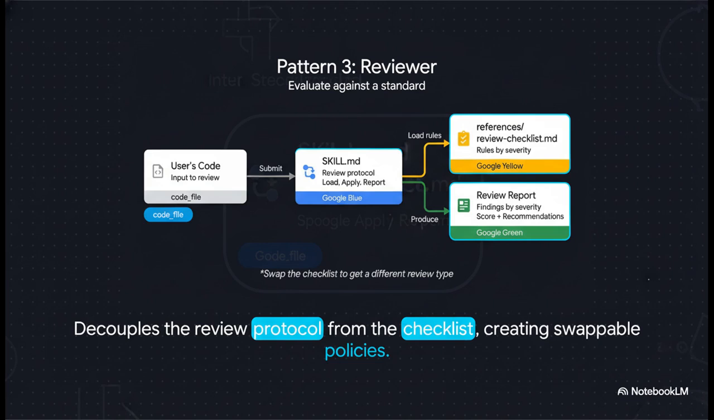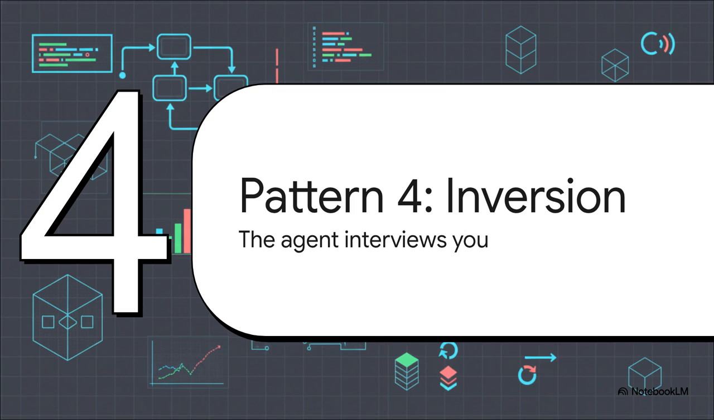The reviewer pattern fixes this by separating the review protocol, that's the process of how to do a review, from the actual review checklist. And the key insight here is that the checklist is completely swappable. You can swap out a Python checklist for, say, an OWASP security checklist, and boom, your code reviewer is now a security auditor. Same infrastructure, totally different policy. It's incredibly powerful. Let's talk about pattern 4: inversion.